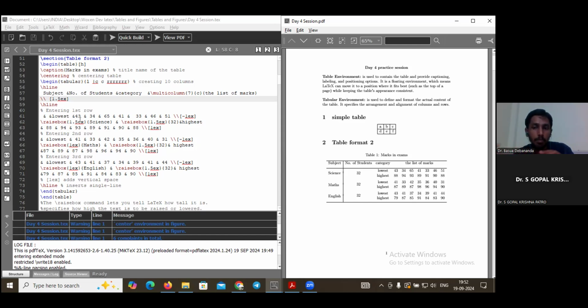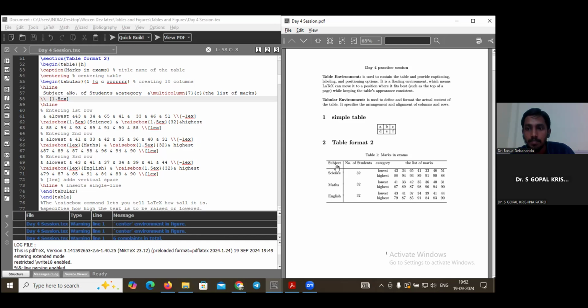For readability, I want this gap to be 1.5 points. That's why I have written slash raisebox for the gap between this line and this one. I want 1.5, so I have written slash raisebox in curly brackets 1.5ex. Then I have written science, and then I will get this.